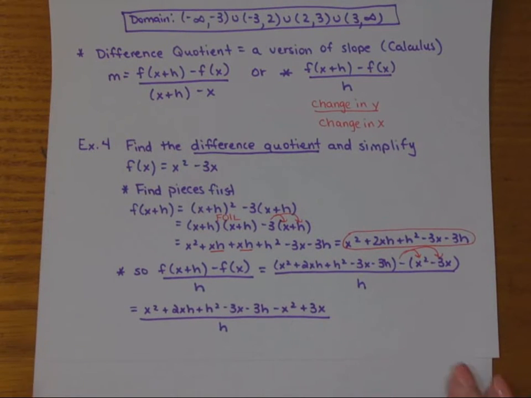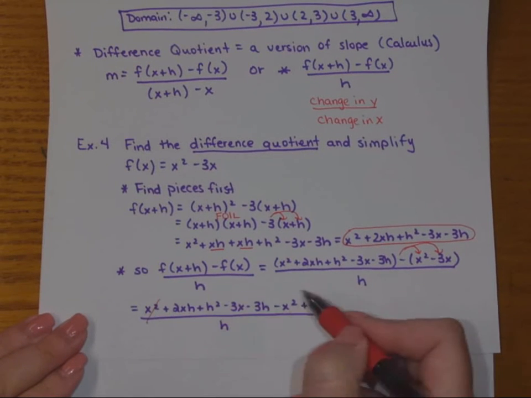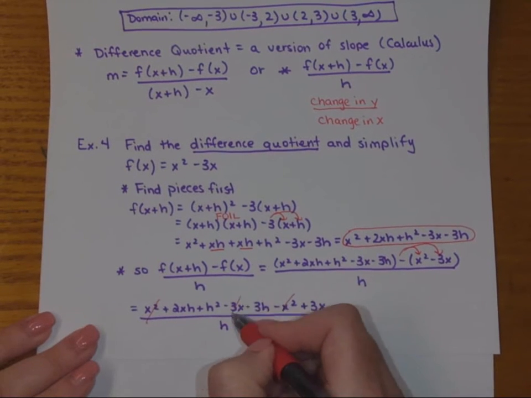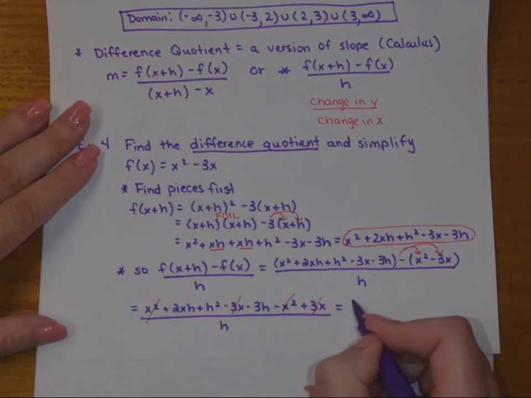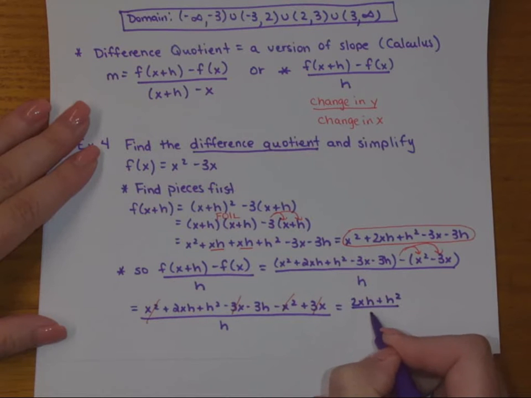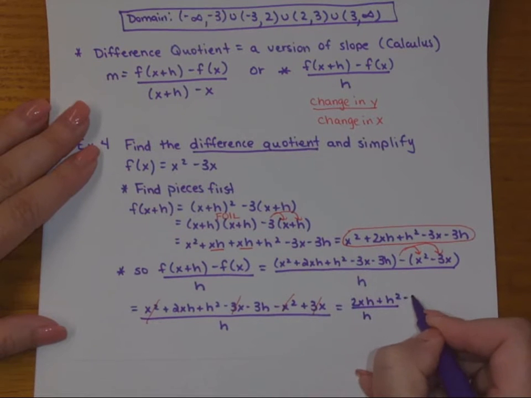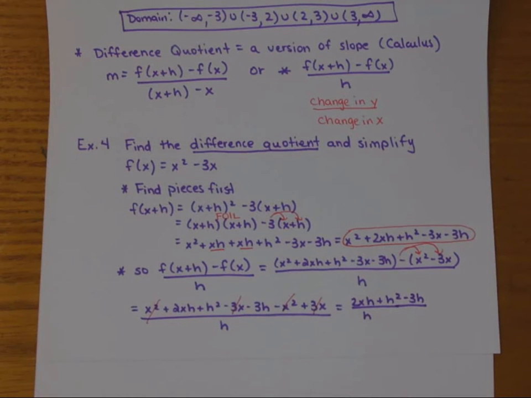Okay, but notice with the sign change, when I go to combine like terms, x squared minus x squared is 0. Negative 3x plus 3x is also 0. So I end up getting just a couple things left. 2xh plus h squared over h. Oh, I forgot my 3h on top. So it's 2xh plus h squared minus 3h.